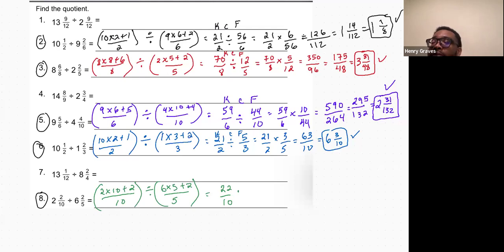I apply the keep, change, flip method. Leaves me with 22 over 10 times 5 over 32. Gosh, they got to make it so big. So that's 320. And 22 times 5, I think that's 110. I'm not sure if it should be 110. Yeah, that's right. Yay. So this simplifies to 11 over 32, and I can stop there. So that is all it takes to divide fractions.